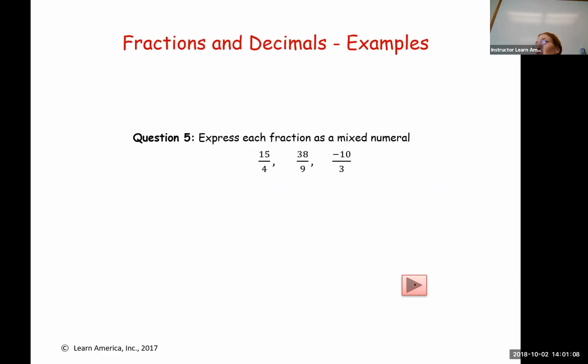Now we can go backwards. We can express the improper fraction as a mixed numeral simply by dividing the denominator into the numerator. So for instance, for 15 over 4, we would divide the 4 into the 15. It's going to go 3 times because 3 times 4 is 12, and that's the closest full multiple of 4. And then you have 3 left over. So in mixed form, you would get 3 and 3/4. See if you can do the same thing with 38 over 9 and with negative 10 over 3, and then we'll look at the results.